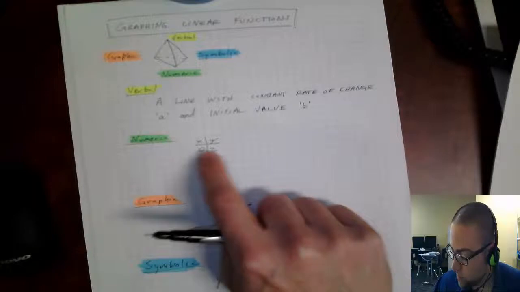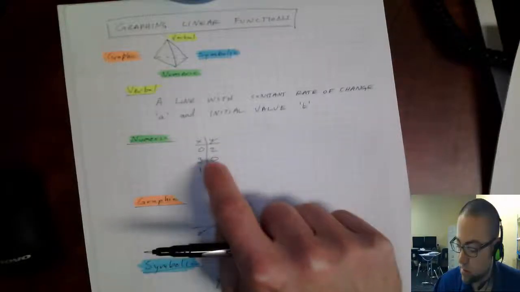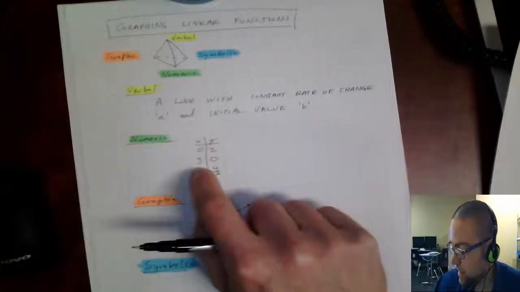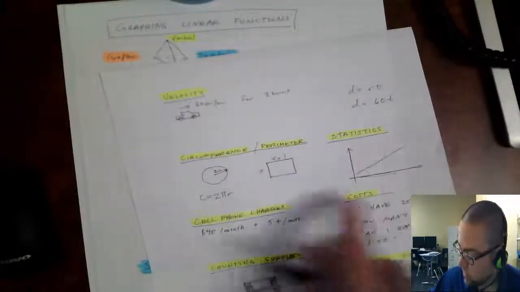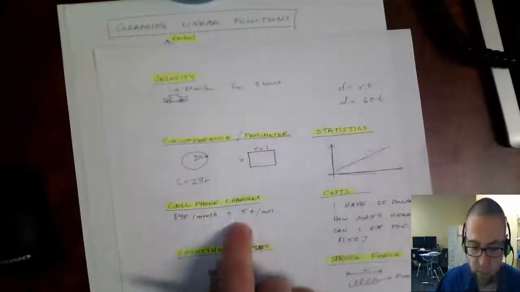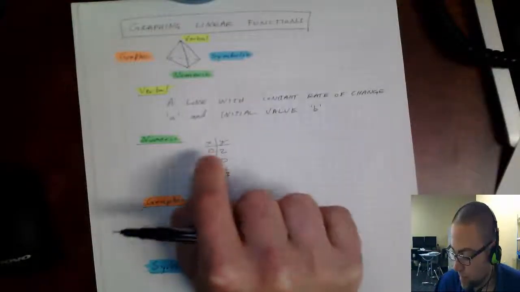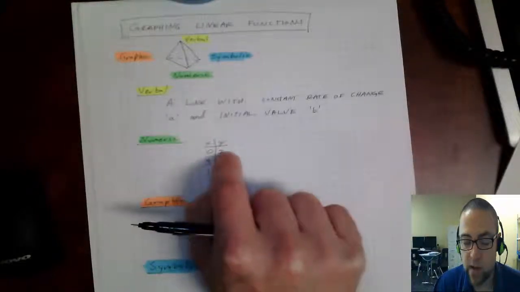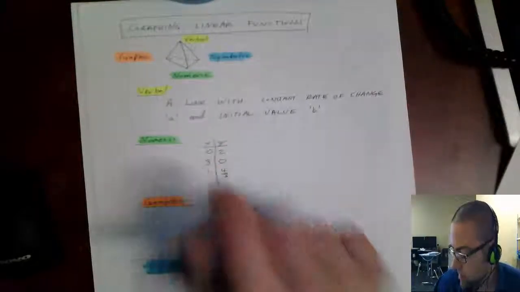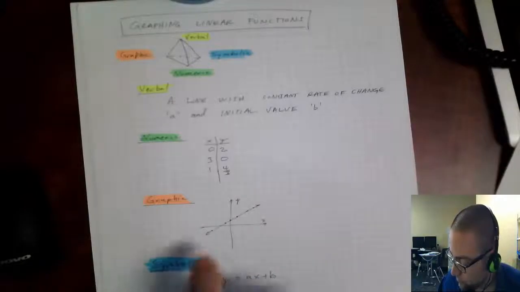Numeric, so we want to be able to make a table of values. So like at any given time or at any given radius, or number of minutes, what is the cost, what is the total perimeter, and that kind of stuff. So this is a numeric representation. So if we can plug in values and get values out, this is how the function works, right? So we've been doing a lot of that already.